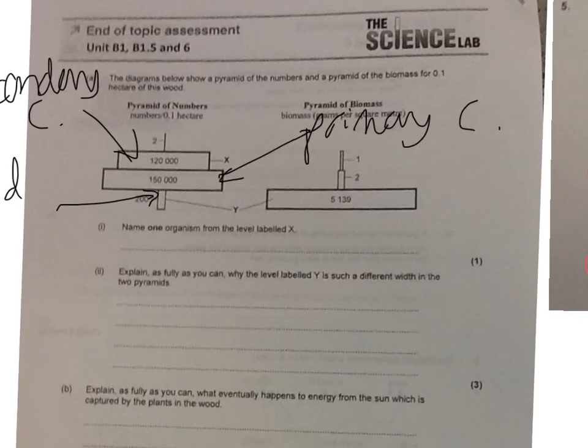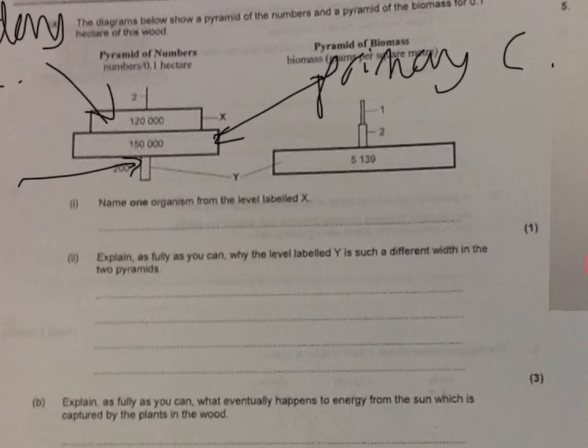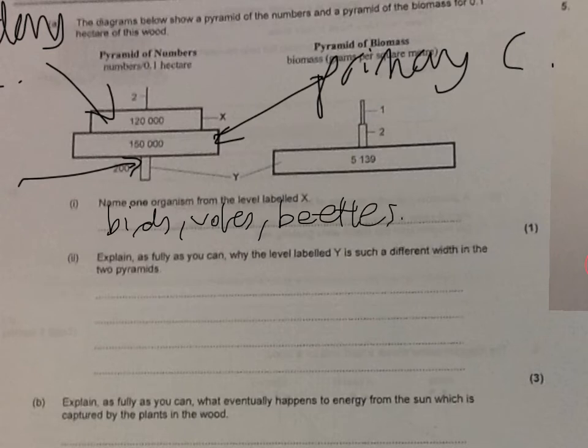Okay, so we'll move that out of the way, make that a little bit bigger. Okay, so birds, voles or beetles. Quite straightforward, that one, and most people got that right. Part 2, explain as fully as you can why the level labelled Y is such a different width in the two pyramids. Okay, so for this you need to analyse the different pyramids and find out what they were showing.